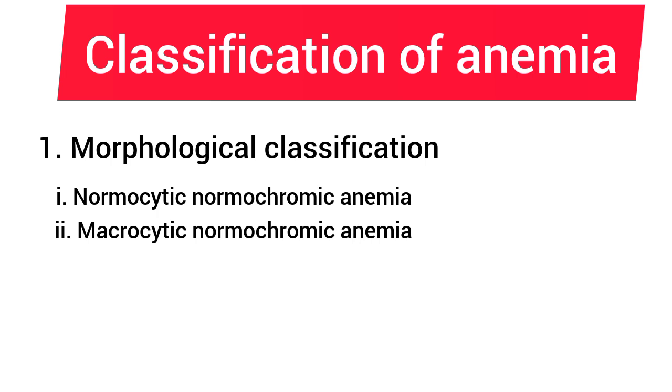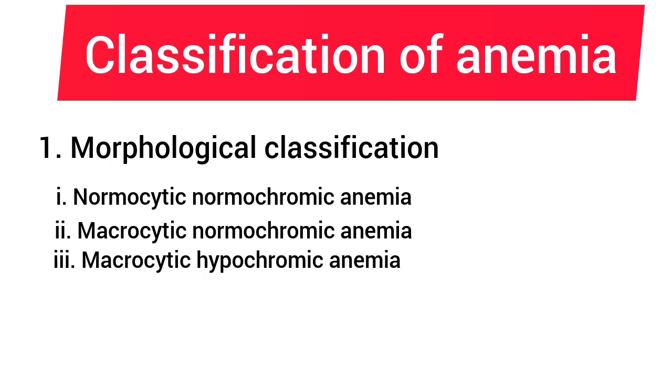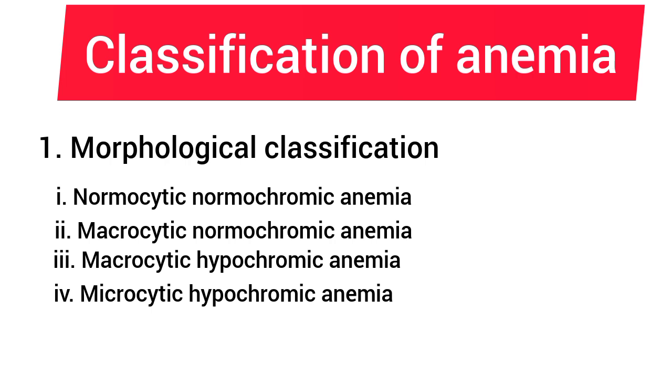Number three is macrocytic hypochromic anemia. In macrocytic hypochromic anemia, the red blood cells are large in size, but the hemoglobin content in the cell is actually less. Number four is microcytic hypochromic anemia. In microcytic hypochromic anemia, the red blood cells are smaller in size and the hemoglobin content is actually less.